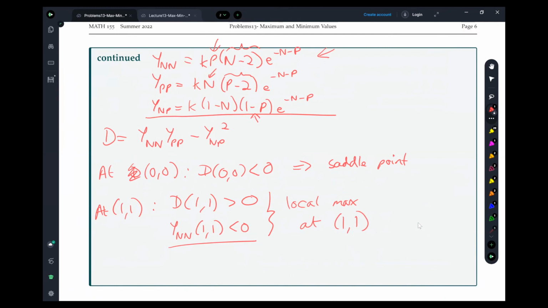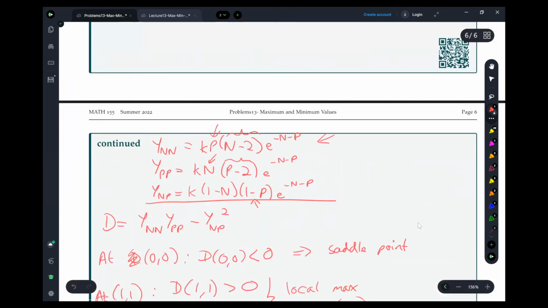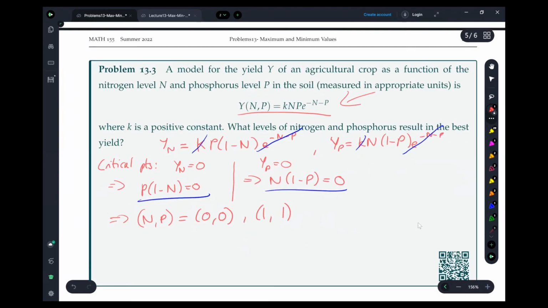We can work out what that maximum yield is by just substituting this point back into our function here. So y at 1, 1 is going to be equal to, let's see, k times 1 times e to the minus 2. Okay, so whatever units this happens to be in, this would be our maximum yield. So in a question like this, if you ask what's the maximum yield and when does it occur, you find the point at which it occurs, and then substitute it back in to actually find what the maximum yield is.